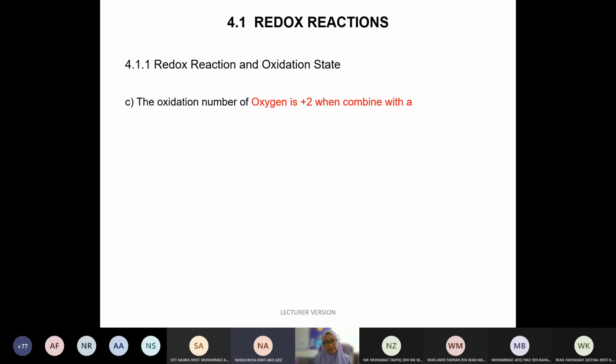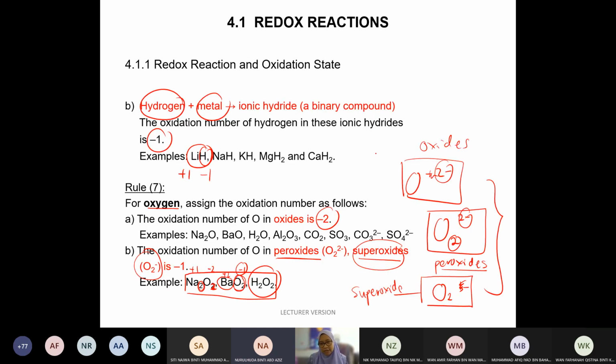Okay, let's proceed with oxygen just now. Oxygen ada extra one rule dekat situ compared to hydrogen. Okay, so ni dia depends dengan siapa dia combine with. Did you know that the oxidation state for oxygen can also become +2? Okay, so this is very rare lah, tapi ada this possibility. The normal one will be these three lah.